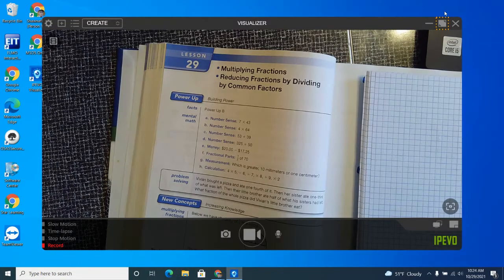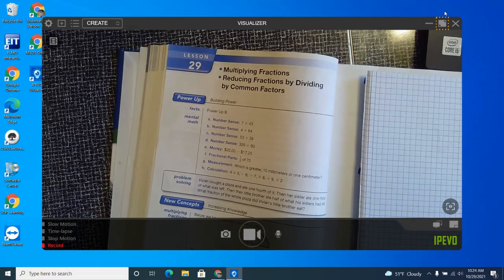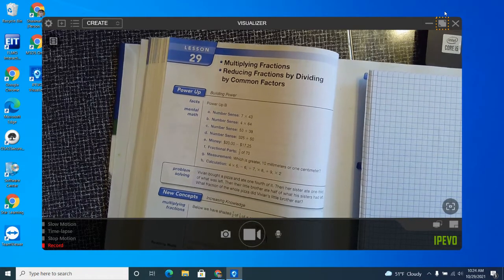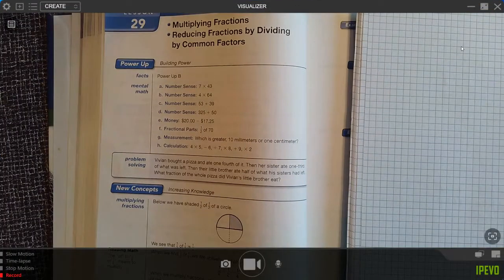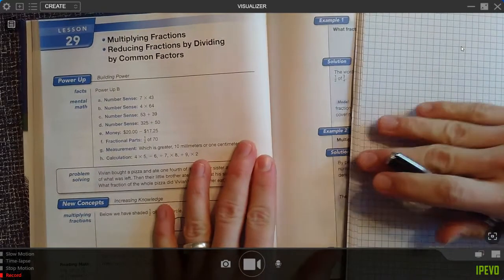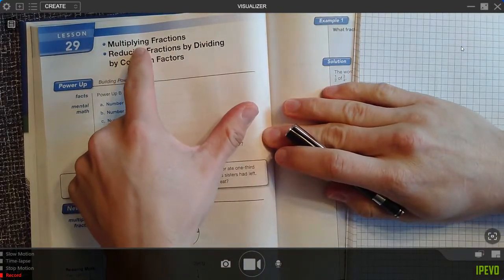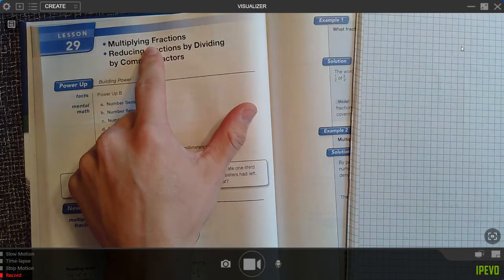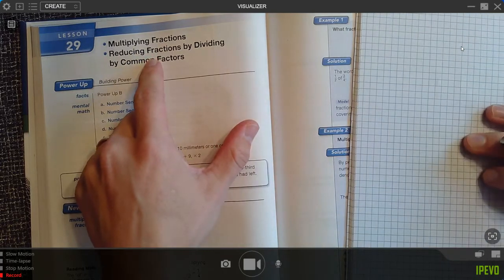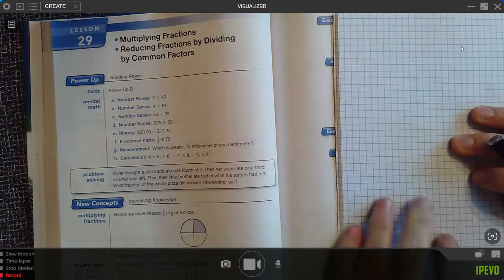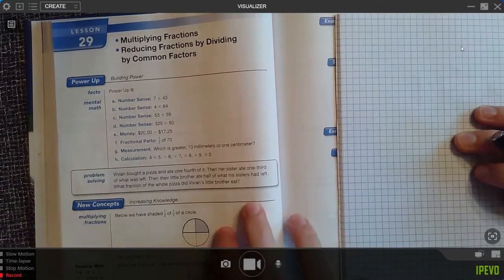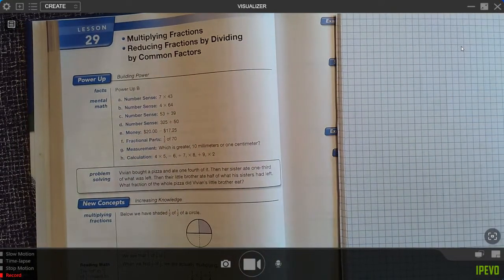So let's go ahead. We are doing lesson 29, multiplying fractions, reducing fractions by dividing by common factors. This is super important stuff. You use this really frequently. Multiplying fractions is going to be very easy, you're going to find, so that's not going to be an issue at all. And then reducing fractions by dividing by common factors. This might be a little trickier, but not by much. You're doing your power up or your mental math and then your problem solving.